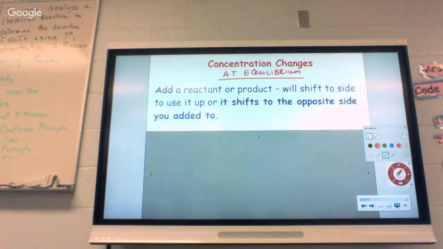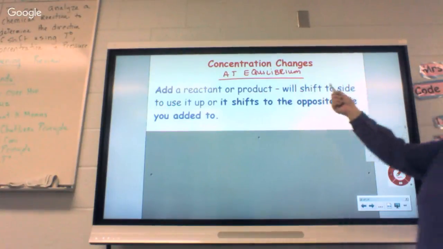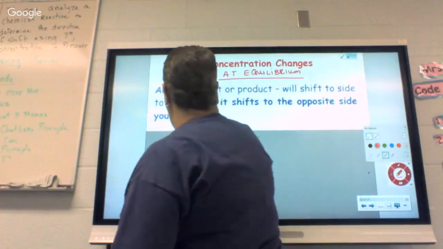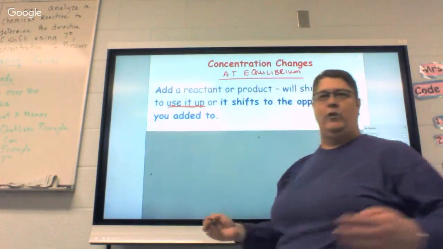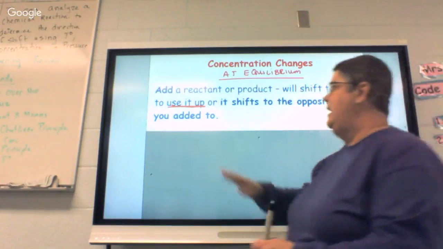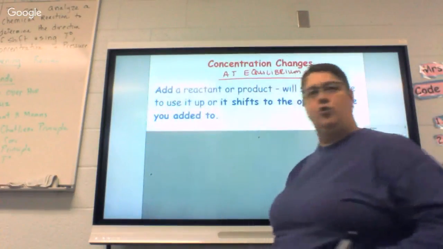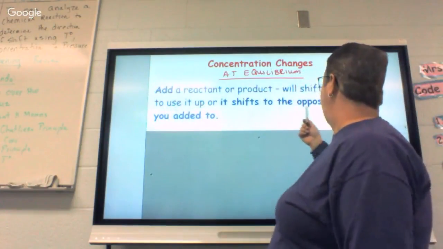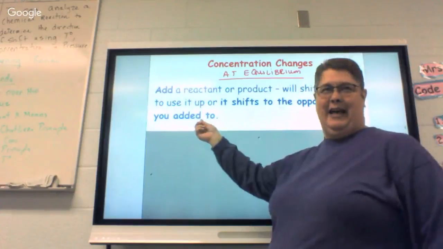Well, if I add reactant, the only way I can get back to equilibrium is to do what? To use it up, to get rid of it. Okay? So that's what this is talking about. If I add a reactant, I have to use it up. That's the reason behind what's going on in the rule. However, if you're just a rule person, if you add a reactant, I have to shift to the opposite side.